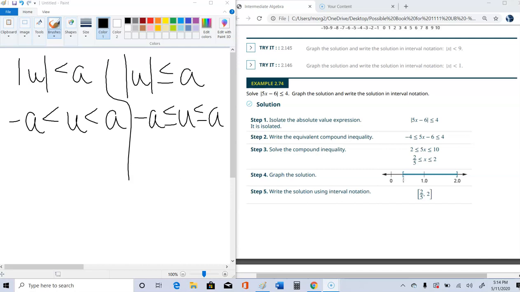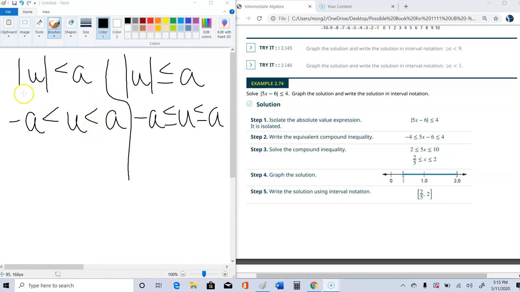Solving absolute value inequalities. Solving absolute value inequalities, the inequalities have their own set of rules. So let's look at less than or equal to.